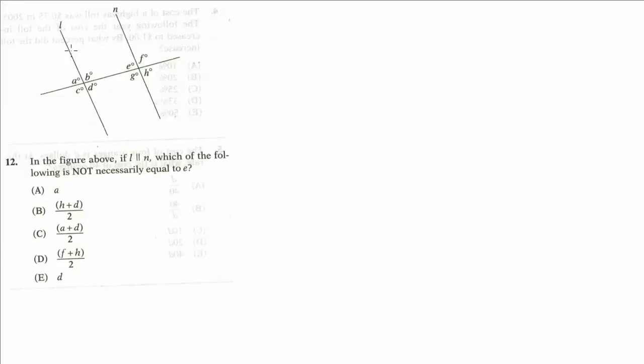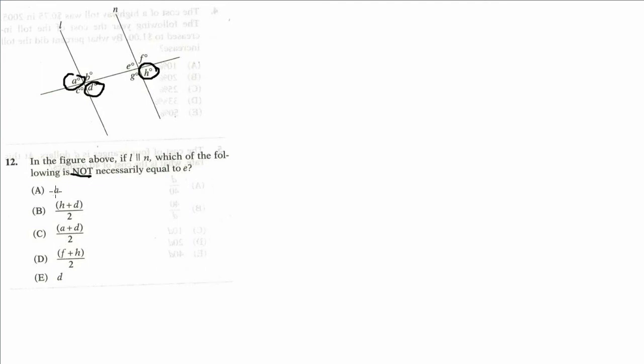In the figure above, lines L and N are parallel. Which of the following are not necessarily equal to E? Alright, well, let's start by seeing which ones are equal to E. We have H, because these are parallel. D is opposite of A, so it's going to be equal.